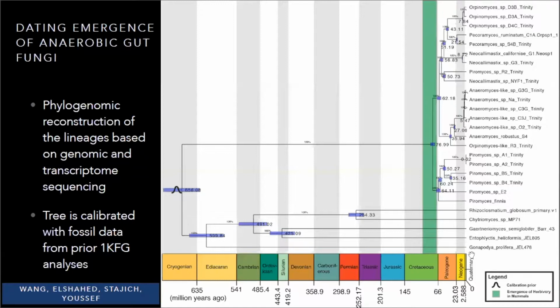And this is a tree showing the dating of this, which is interesting in this context because this group of anaerobic gut fungi, these are all the lineages that we're able to sample of these groups, and they emerge relatively recently. They actually emerge pretty close to, that's what this green box here is, the origin of herbivory in mammals. So the ecological niche where we isolate them from correlates in time with the age of the group.